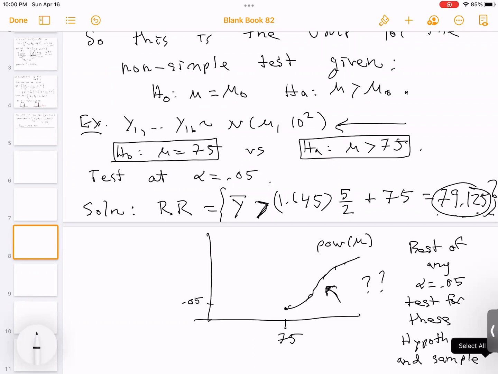Okay. We'll see you next time. That's it for UMP tests and the Neyman-Pearson lemma. Next, we'll do the likelihood ratio test.